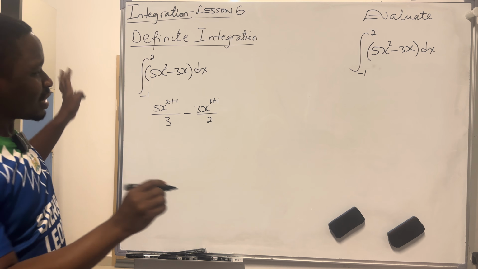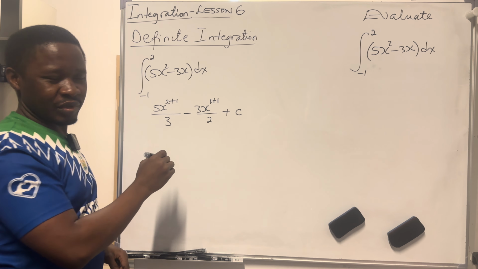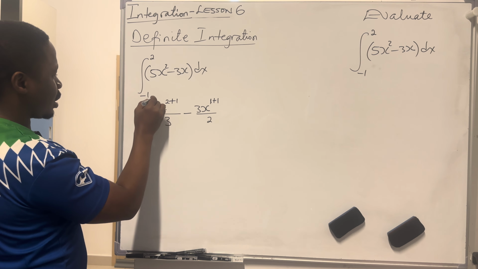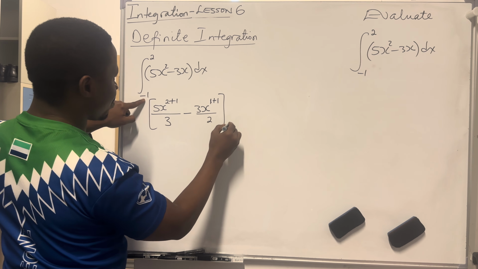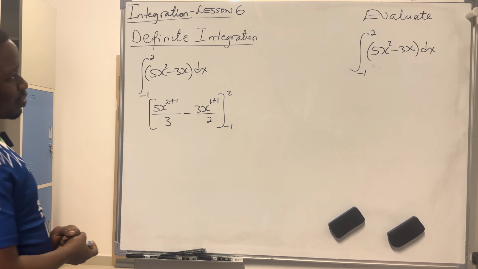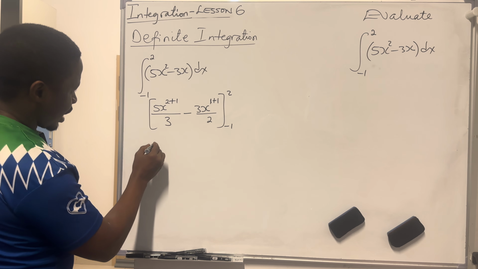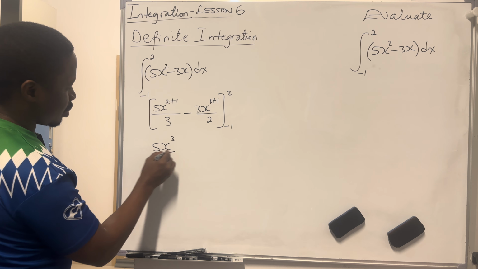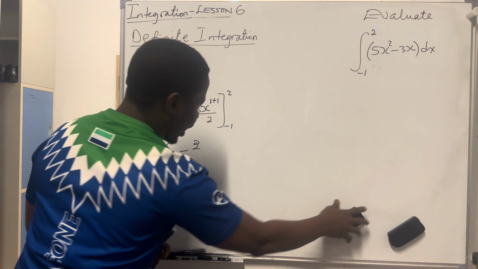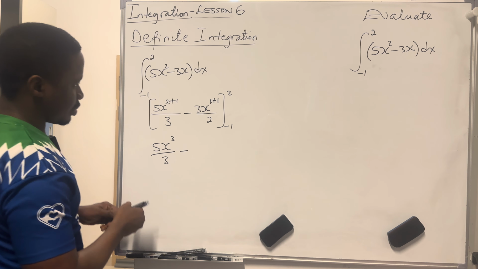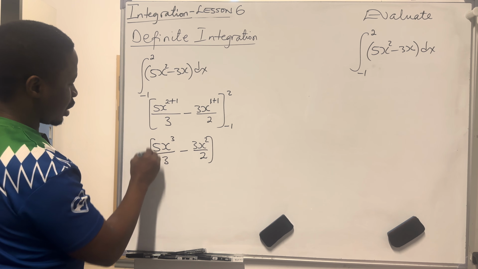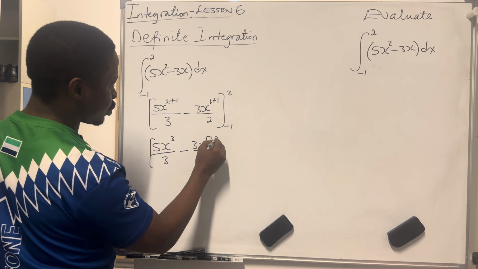If there are no limits, then we can say plus c. But there are limits, so we cannot say plus c. So we say the limit from -1 to 2. I hope it is clear. Okay. So now we have 5x to the power 3 over 3 minus 3x squared over 2, the limit from -1 to 2.